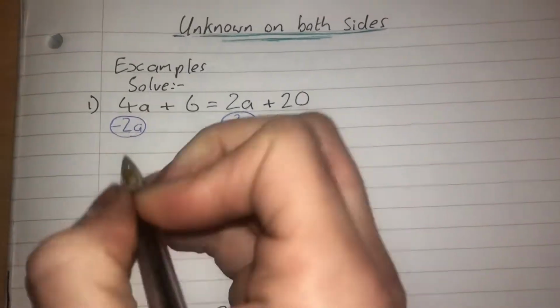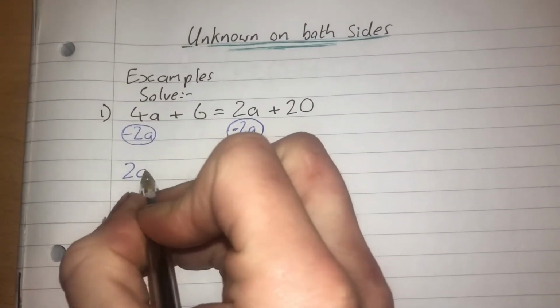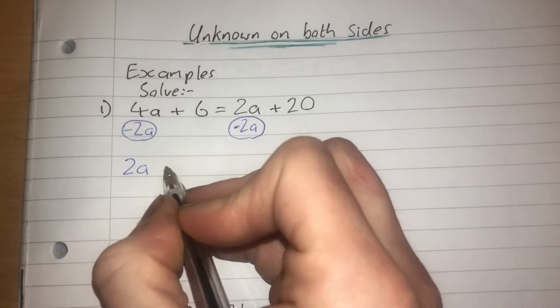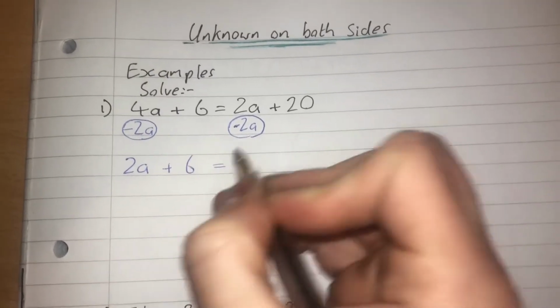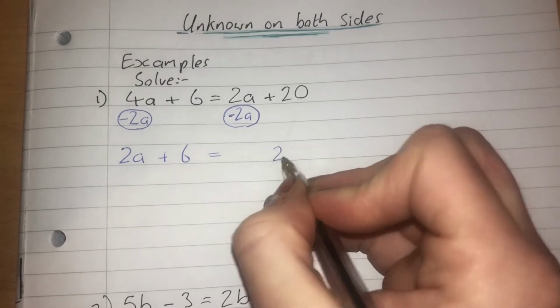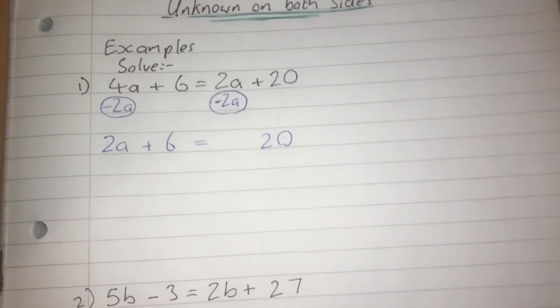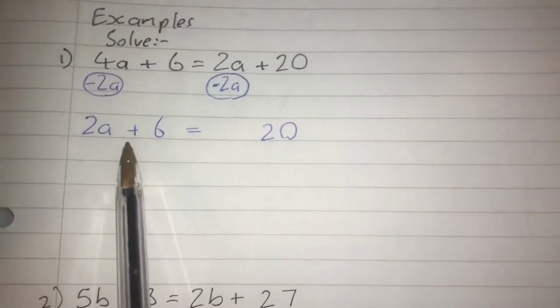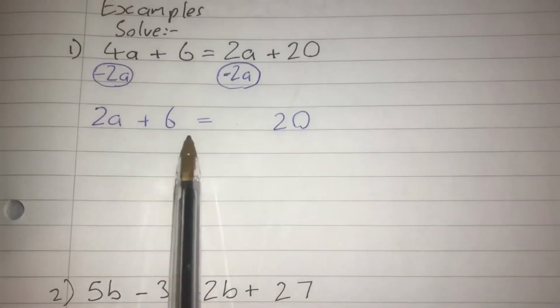So 4a take away 2a is 2a. I haven't done anything with this 6, so it's still there, plus 6, equals 2a take away 2a is 0, so it's gone, plus 20. So I'm left with that 20. Now I have a basic two-step equation. I've got 2a + 6 = 20.